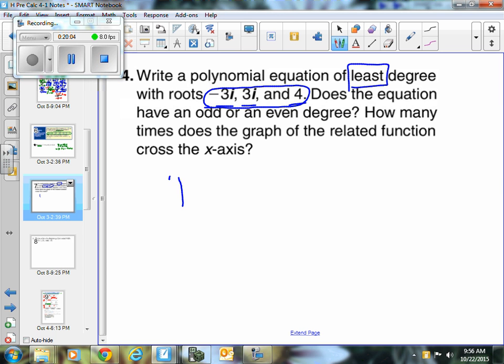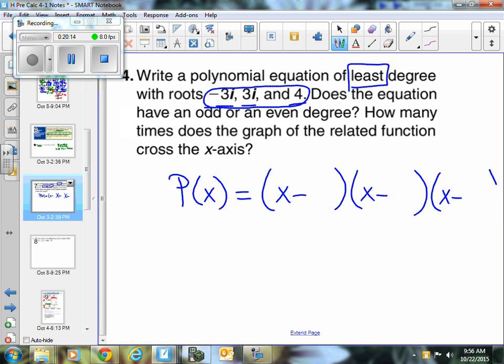So to write the polynomial, I'm going to use P for polynomial. It's x minus each of the roots that we have. So when you write it as a product of linear factors, those are the factors they're looking for. So these binomials, and we just put in the roots. So x minus a negative 3i, x minus a positive 3i, and then x minus 4. So we do that product. That will give you the polynomial.